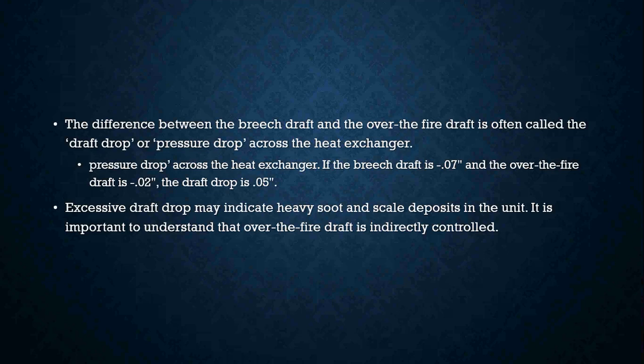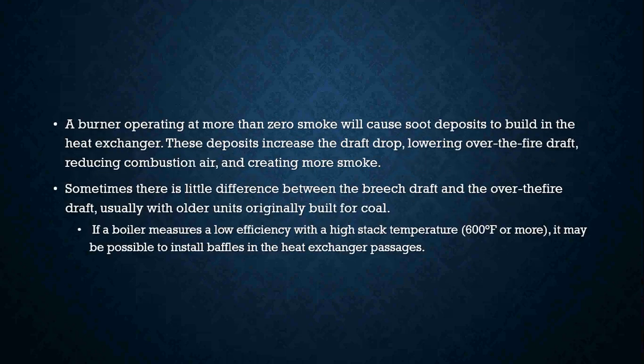For example, if the breech draft is negative 0.07 and the over-the-fire draft is negative 0.2, you have a pressure drop of negative 0.05, which is usually a good thing. Excessive draft drop may indicate heavy soot and scale deposits inside the unit. It is also important to understand that over-the-fire draft is indirectly controlled.